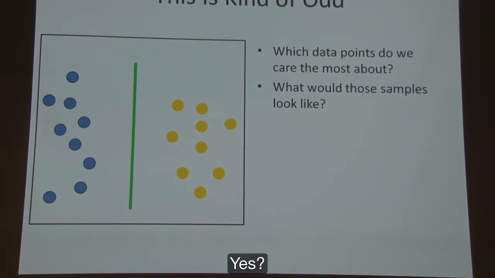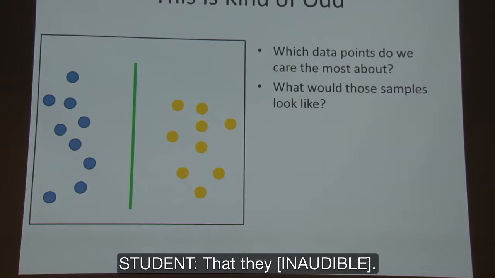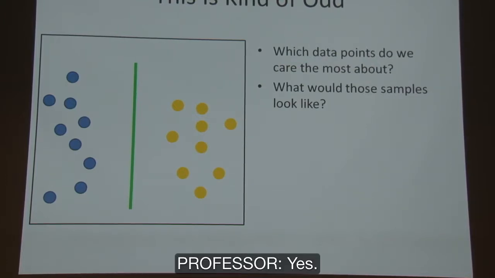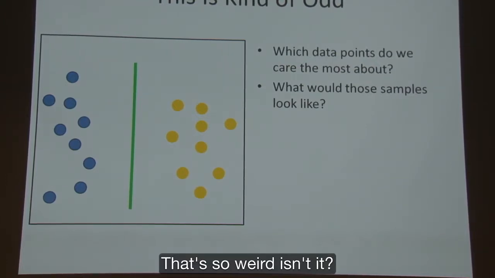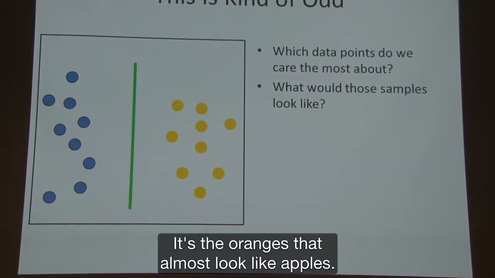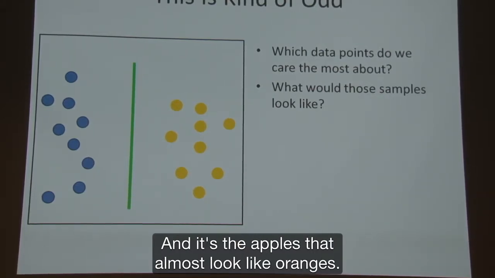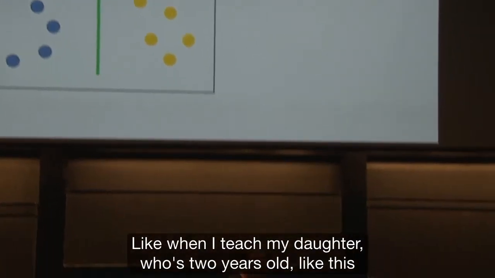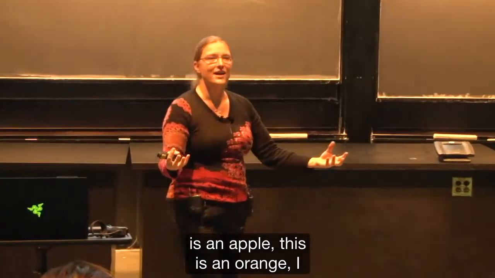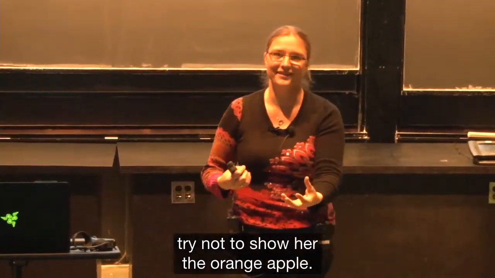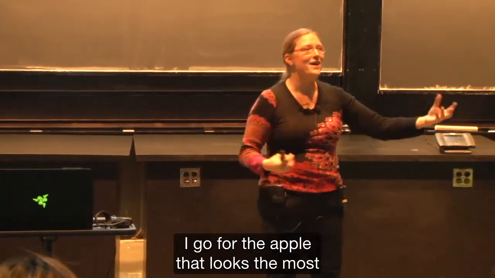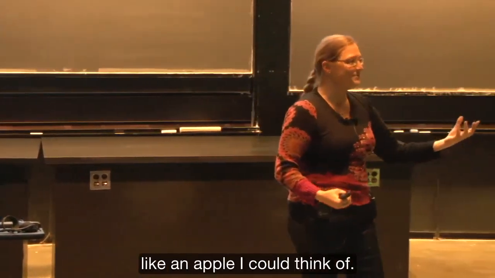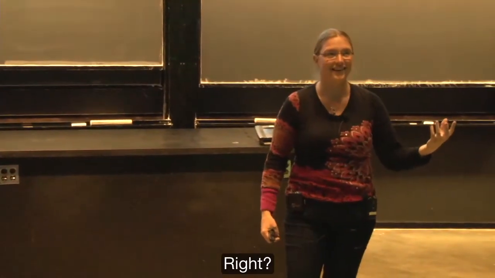Yes? So they'd be orange looking apples? Yes! That's so weird, isn't it? It's the oranges that almost look like apples. And it's the apples that almost look like oranges. Like when I teach my daughter, who's 2 years old, like this is an apple, this is an orange, I try not to show her the orange apple. I go for the apple that looks the most like an apple I could think of, right?